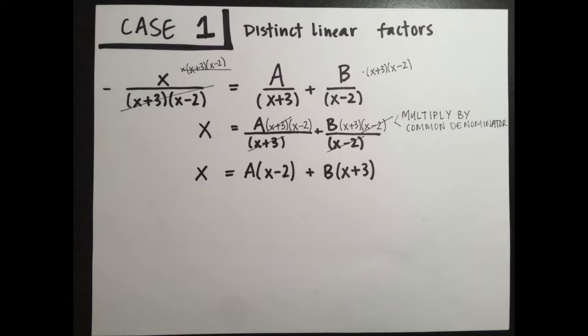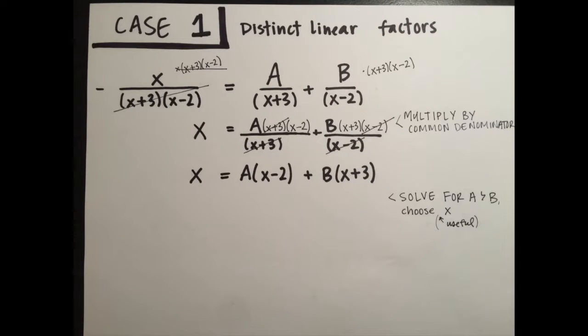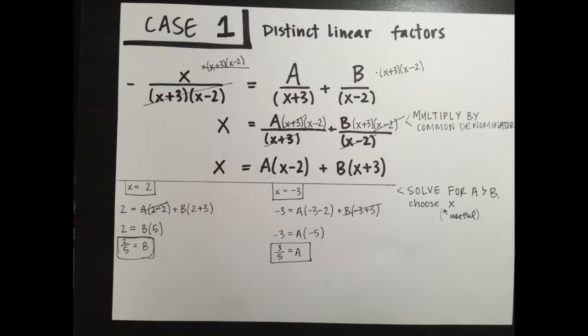At this point, we have x equal to A times x minus 2 plus B times x plus 3. This is where we throw it back to basic algebra. In order to isolate and solve for A and B, we'll need to choose two x's that make each variable go to 0. I do this in two separate steps, but at the same time. Please pause here to take a closer look.